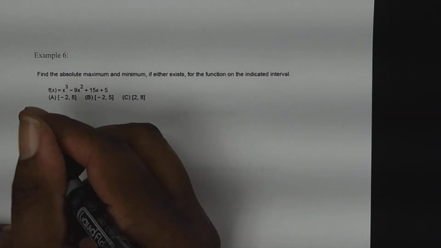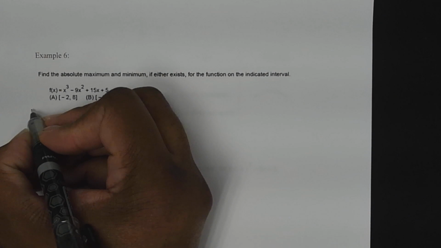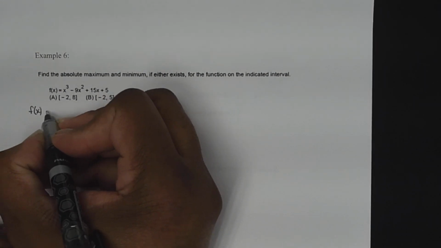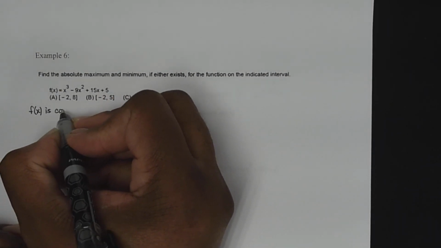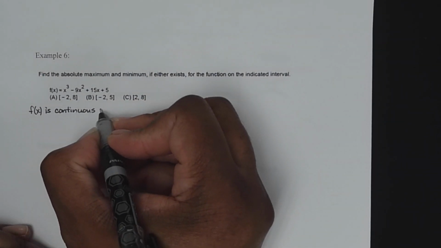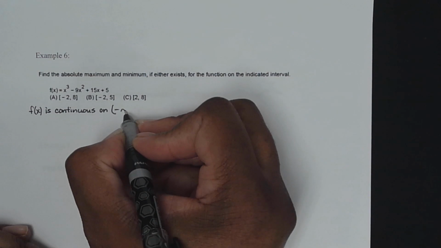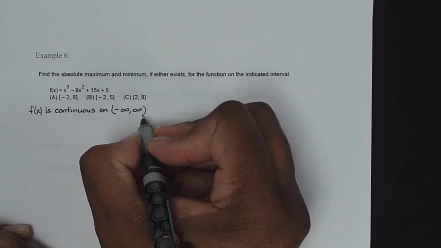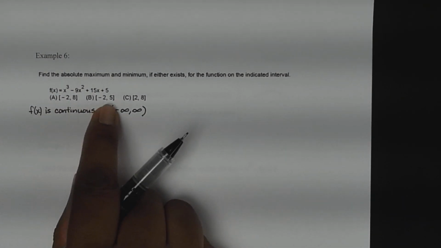Again, you have a polynomial function, so that tells me that this function is continuous everywhere, from negative infinity to infinity. That means it's going to be continuous on all three of these intervals that are given in parts A, B, and C.